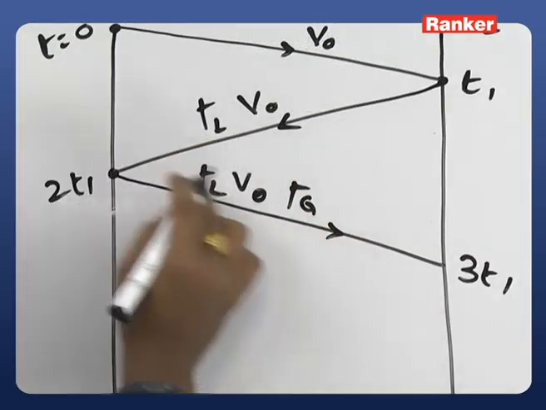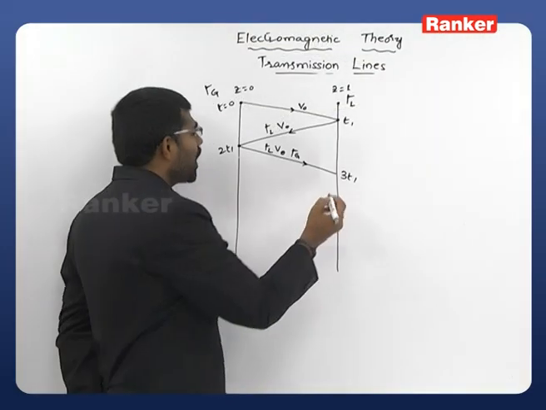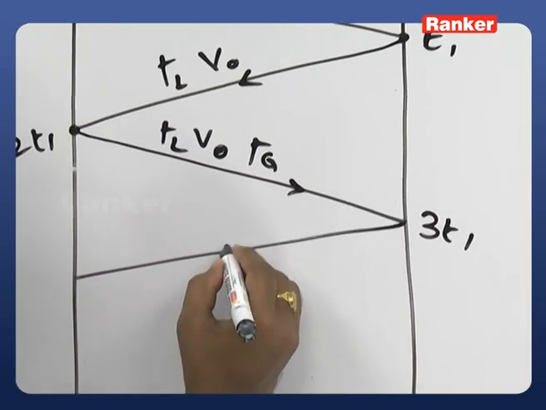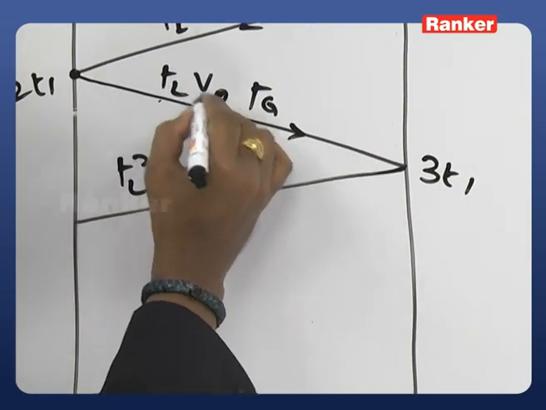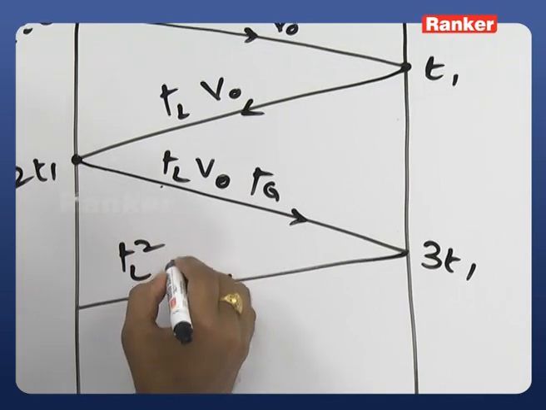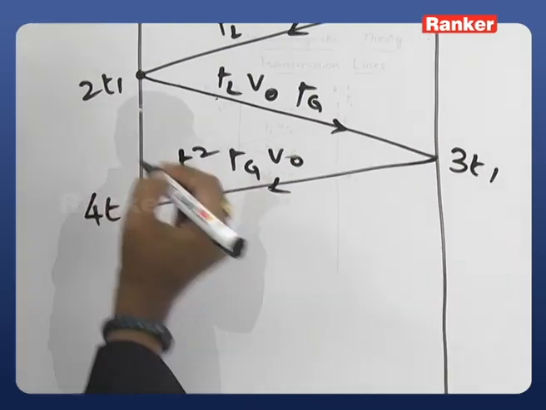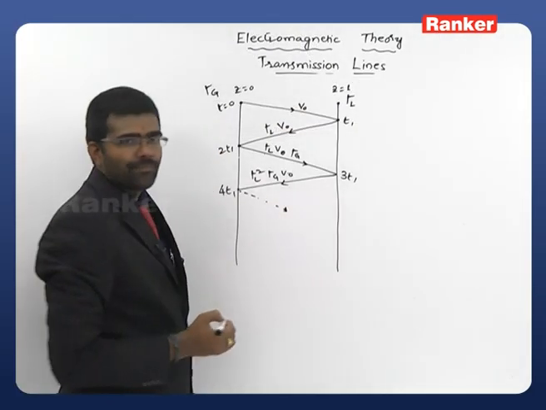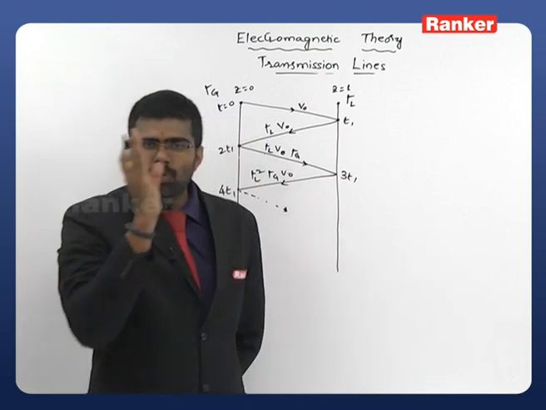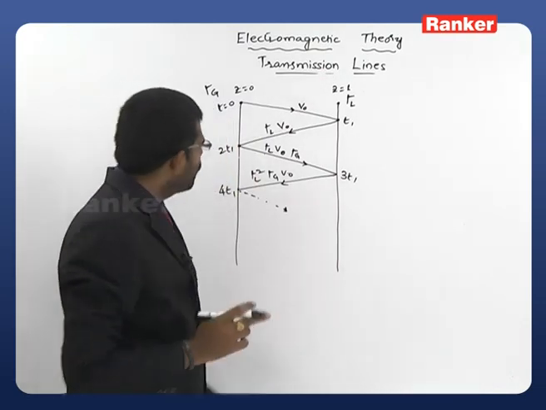So this is the voltage which is traveling toward the load. Now after time t1 again it reaches the generator end with the voltage strength gamma L squared gamma G V0 at time 4t1. Like this, a bounce diagram will be there from generator to load, load to generator, generator to load, load to generator. A bounce diagram will be there.